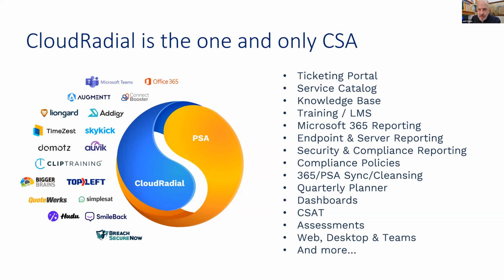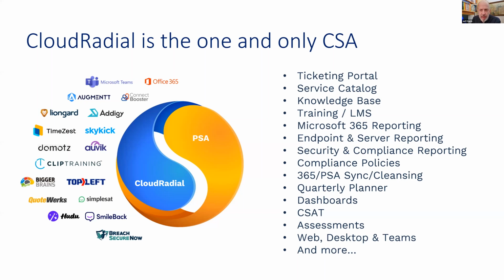So for those of you who are not familiar with CloudRadial, CloudRadial is what we term a CSA, a Client Services Automation Platform. Our job is to work tightly with your PSA like ConnectWise, AutoTask, BMS, Synchro, Halo, to basically bring a variety of different pieces together for the benefit of your clients and for the benefit of your account management, service team, and others inside your organization.